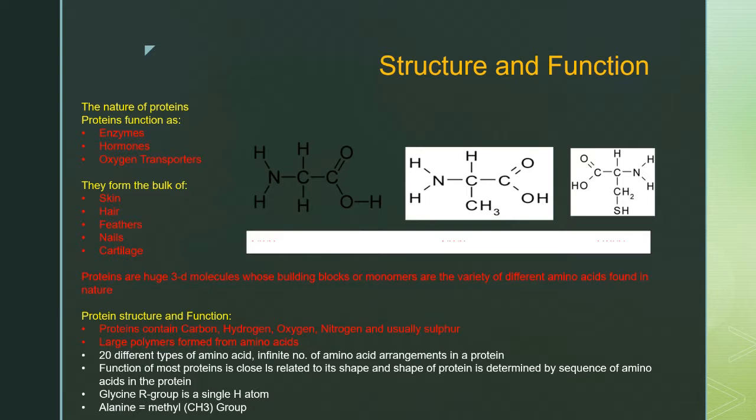If you get asked a question about all the different types of macromolecules, you'll know which one's protein if it says there's sulfur involved. There's 20 different types of amino acids, and there's an infinite number of amino acid arrangements in protein. The function of most proteins is closely related to its shape, and the shape of a protein is determined by the sequence of amino acids in the protein. The glycine R group is a single H atom, just for information, and alanine has a methyl CH3 group. This is just basic information, given you probably won't be asked about it.